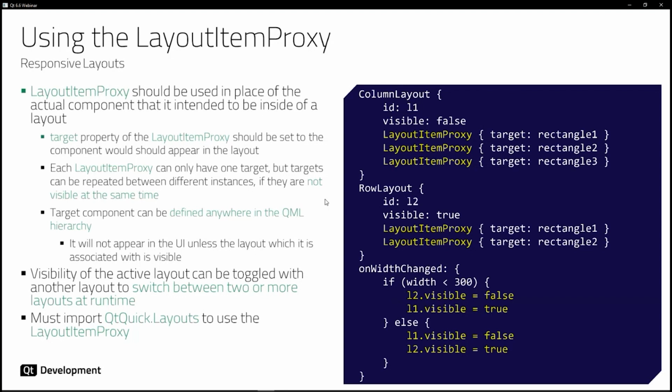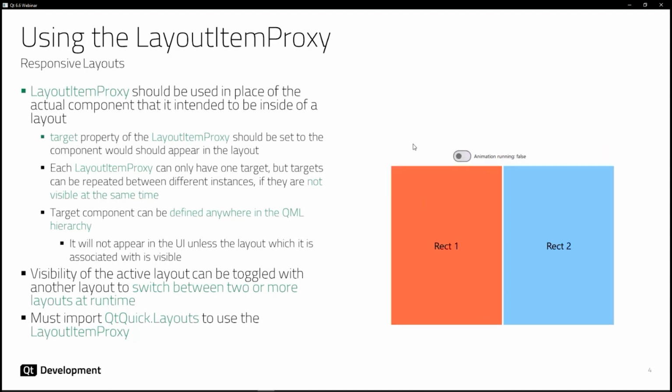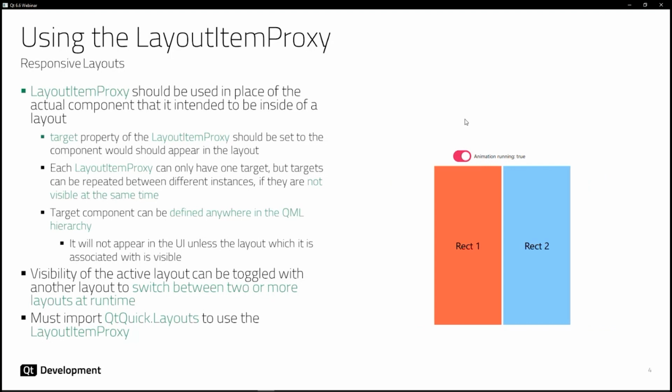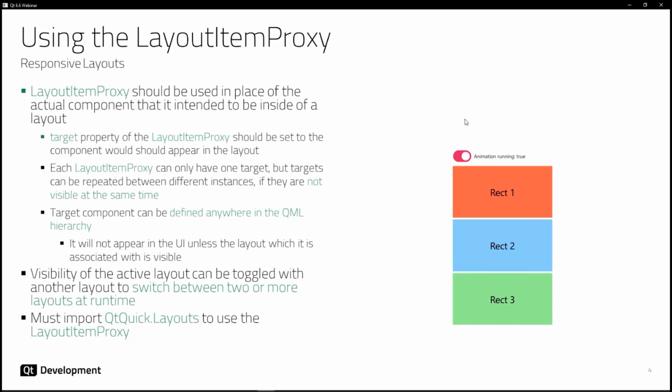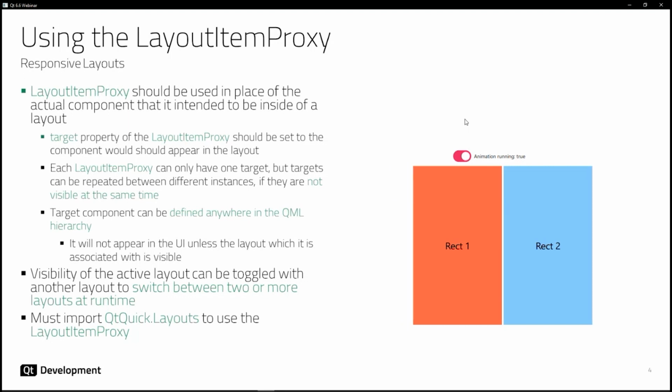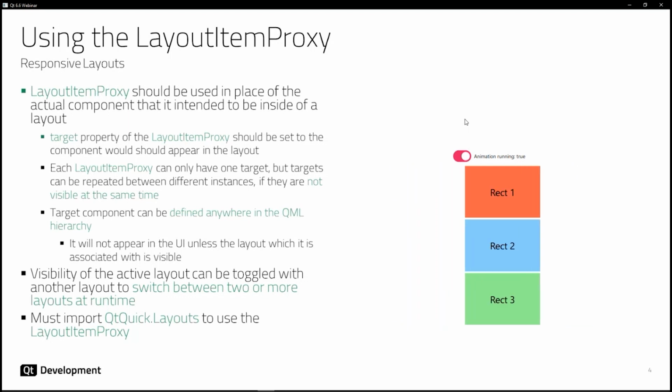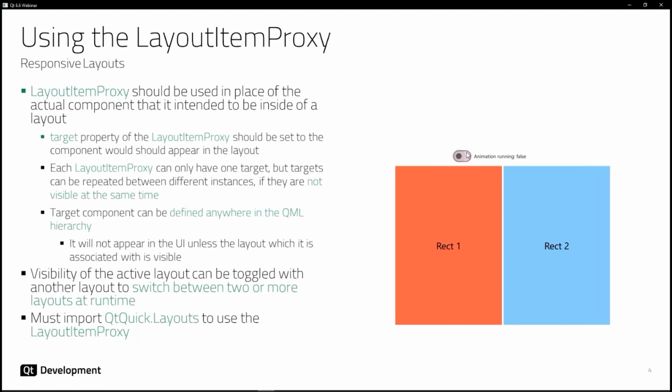So yeah, the visibility of the active layout can be toggled with another layout or switch between two or more layouts at runtime. And this is quite simple to do. As we can see here, I have an onWidthChanged signal handler, which is going to toggle between both of the layouts I define up here, depending on if the screen size is above or below 300 pixels. So in this, I've simulated this by just creating an animation, which will reduce the size of our window and toggle between these two layouts we saw defined. So we can see I'm able to modify my layout at runtime and even add or remove components from a layout depending on where we are or depending on the available space.